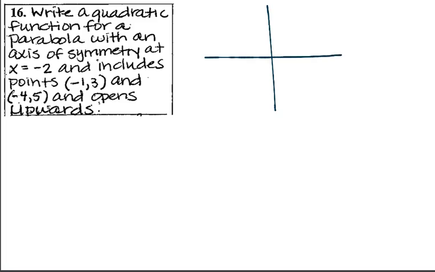So if we have an axis of symmetry at x equals -2, that's going to be a whole line there at -2. So go ahead and draw an axis of symmetry in at -2. Then it tells us that it includes the points -1, 3. So let's plot that point. -1 and 3 would be about right there. And -4, 5. So -4, 2, 3, 4, 5. I kind of ran in the room. We'll be up here somewhere.